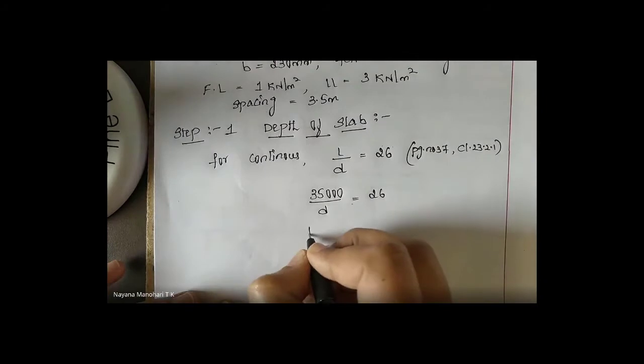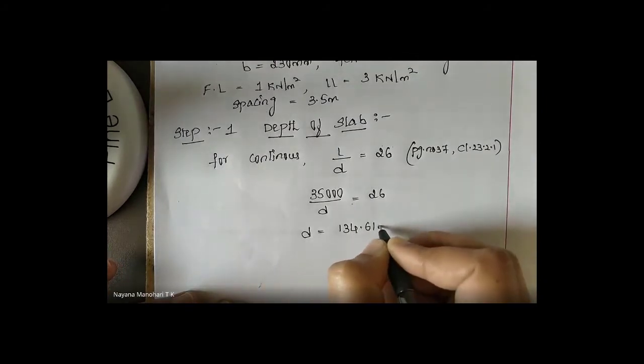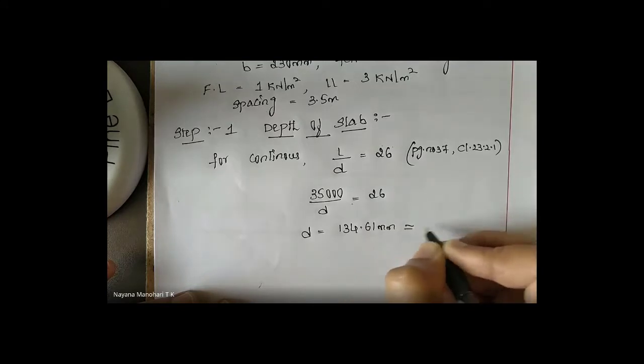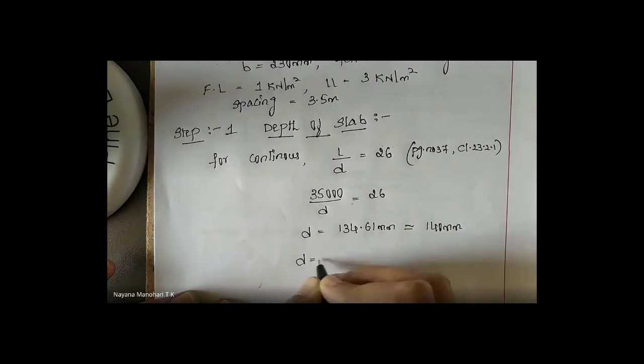Calculate the D value. D you will get as 134.61 mm. Round it off to 140 mm. Okay, that is D will be equal to 140 mm.